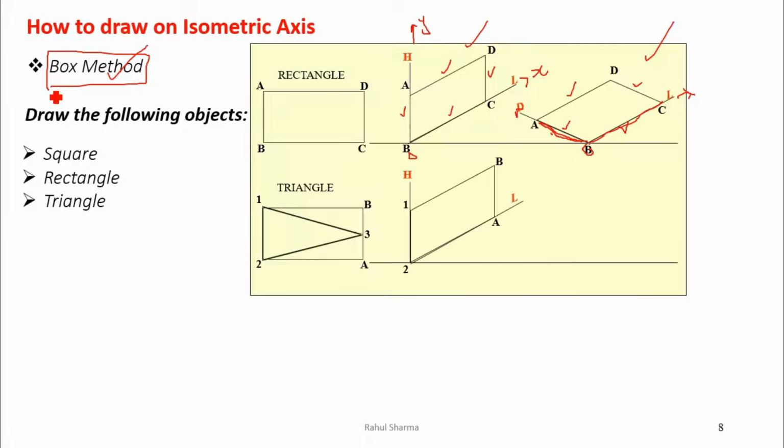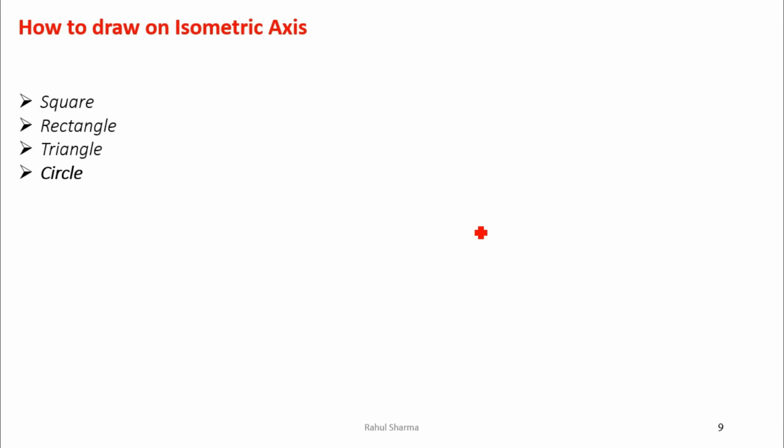Means first we draw the same 1 to AB box in the isometric axis, let's say vertically we have to make, then we make the object. Similarly in horizontal direction we have to make it like this. I have made the video on the same also, you can watch those. Now we will see how to draw the circle.